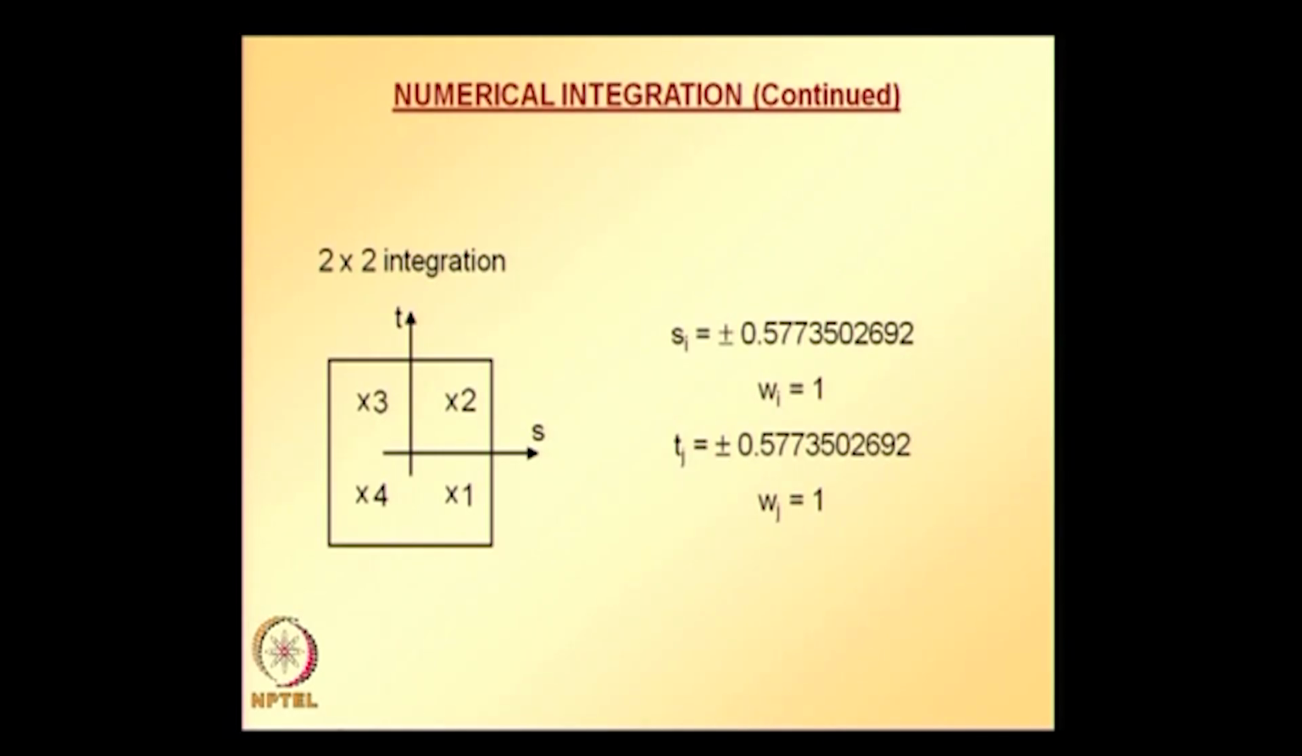So, by combination of this, that is s is equal to plus or minus 0.577350269 and t is equal to plus or minus 0.577350269, we can obtain the coordinates of all integration points, and at each integration point the weight is going to be weight in the s direction times weight in the t direction. So, that is how we can get weights and coordinates of all the 4 integration points.